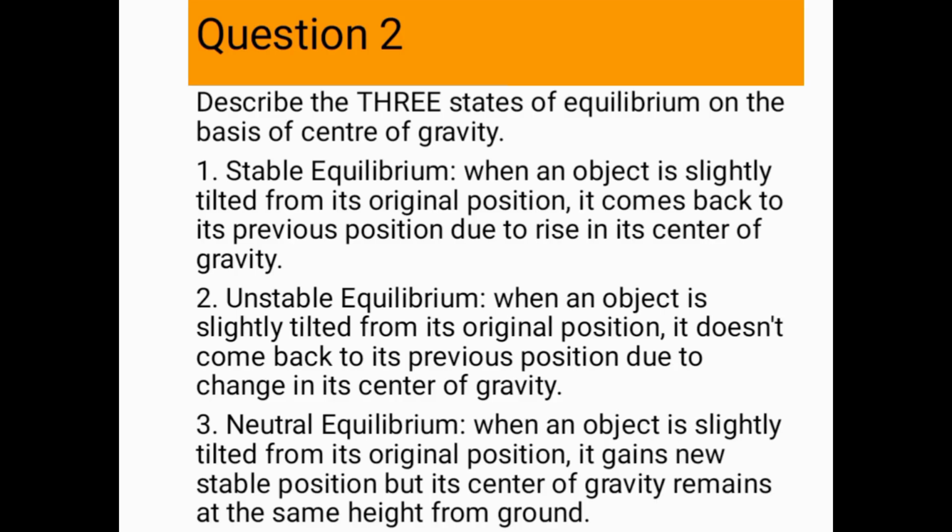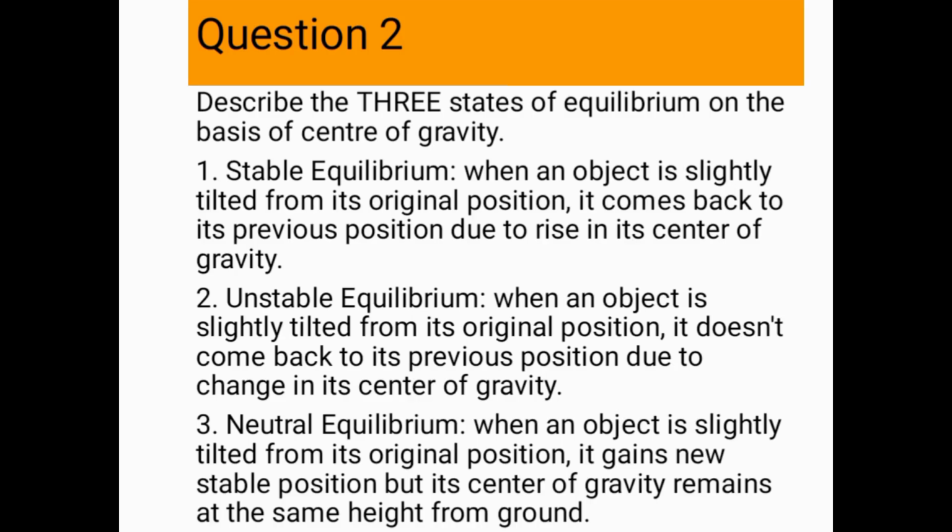Question 2. Describe the 3 states of equilibrium on the basis of center of gravity. 1. Stable equilibrium. When an object is slightly tilted from its original position, it comes back to its previous position due to rise in its center of gravity. 2. Unstable equilibrium. When an object is slightly tilted from its original position, it doesn't come back to its previous position due to change in its center of gravity.